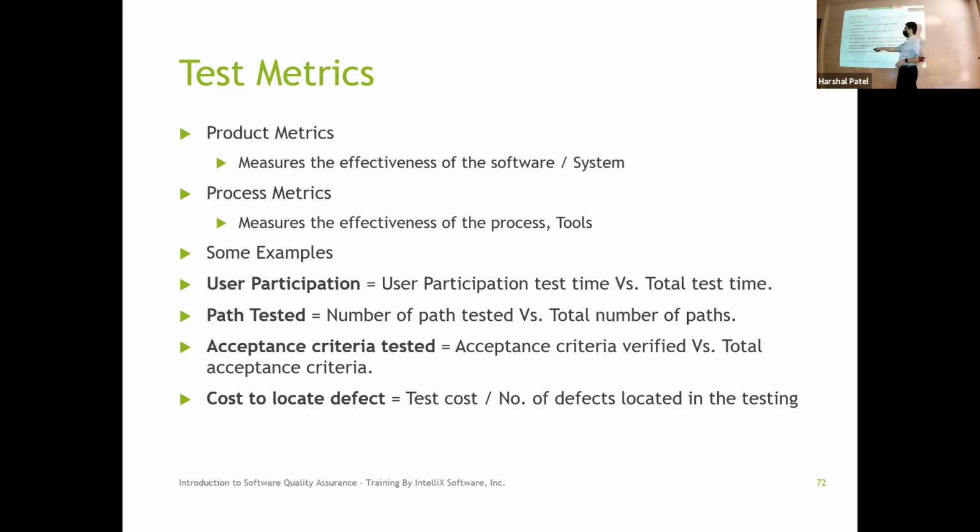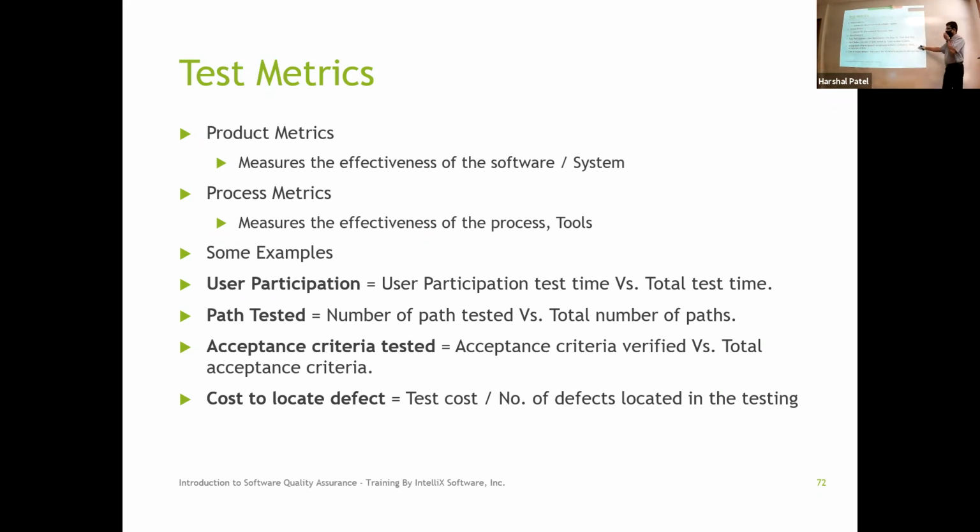Versus if you're using the total number of paths to be tested in the system versus how many I tested, that's a product metric. Because that has nothing to do with the process. Depending on the product, you may have different paths. The number of paths is going to be different. So this one is a product metric.